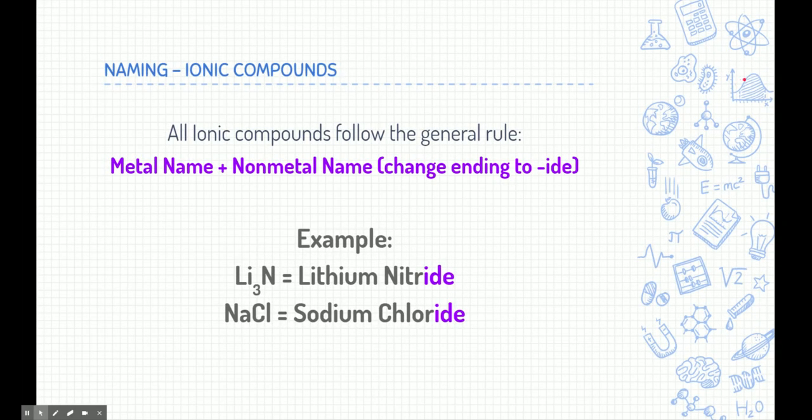Now, how do we name this compound? Well, ionic compounds follow the general rule. We always put the metal first and we just name it. Then we do the nonmetal second and we change the ending of the nonmetal to ide. So in our last example, Li3N, we call that lithium nitride. For sodium and chlorine, it's sodium chloride.